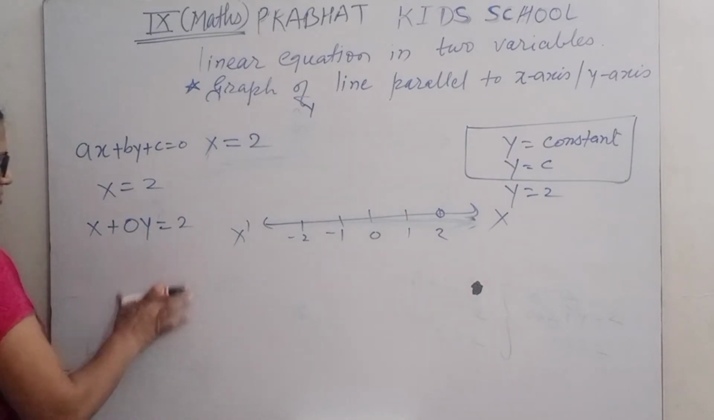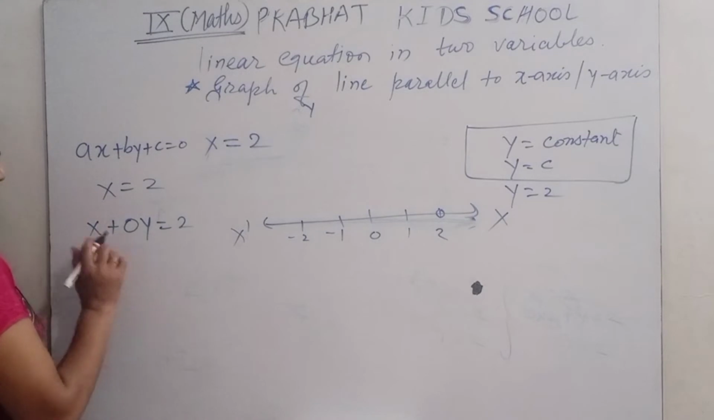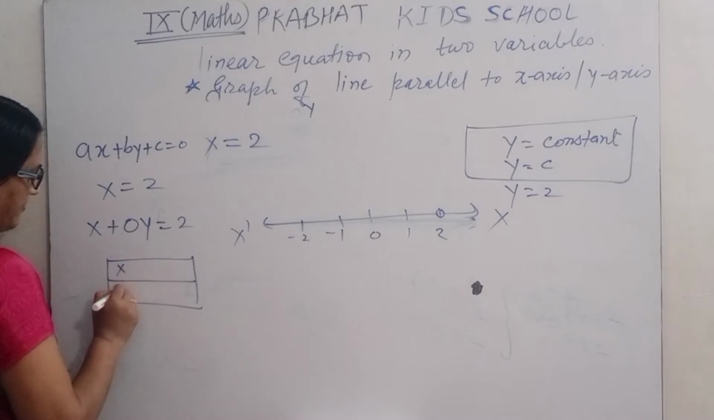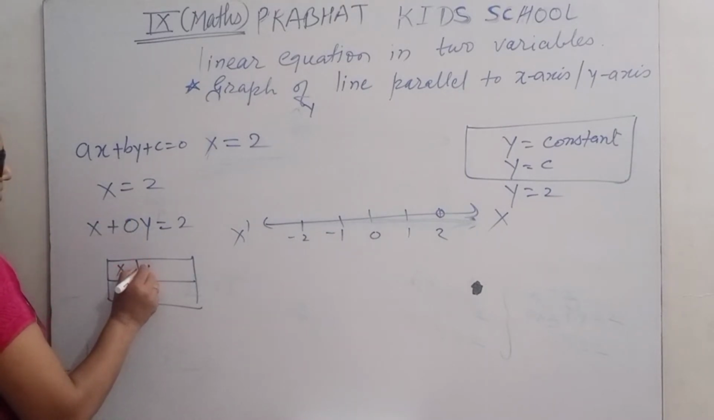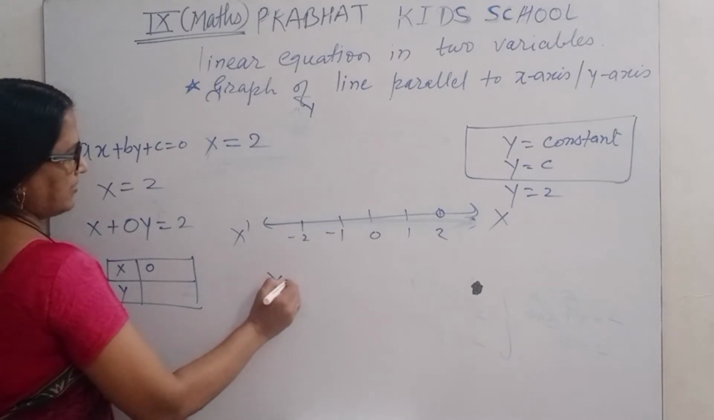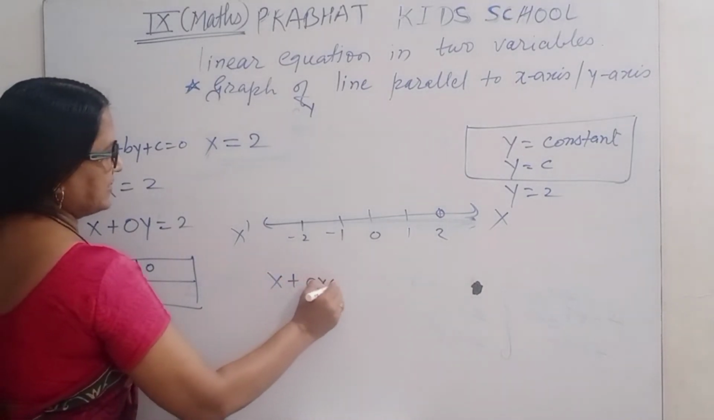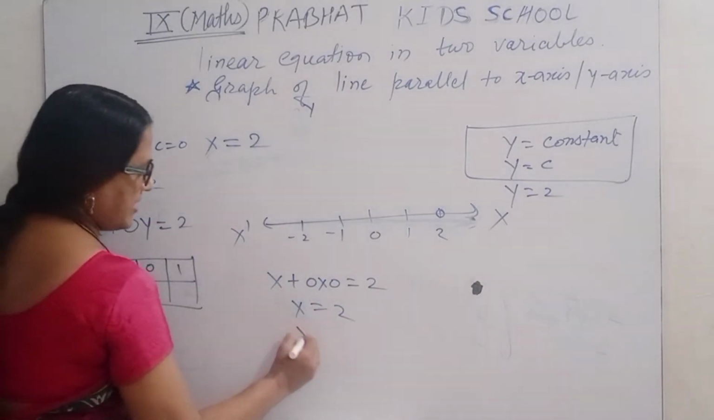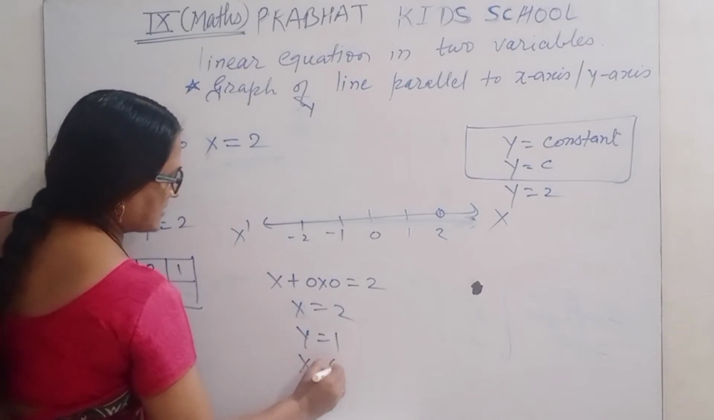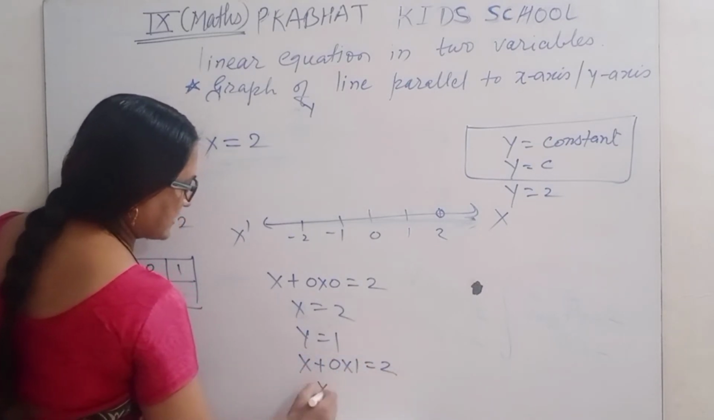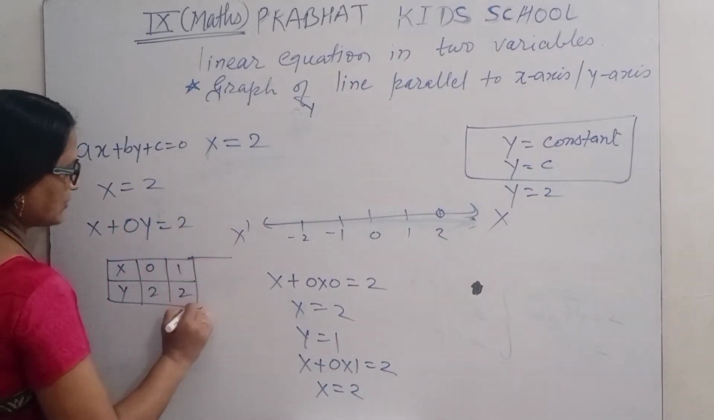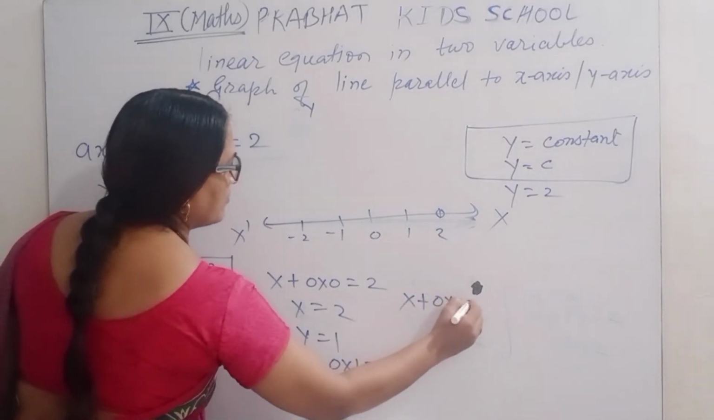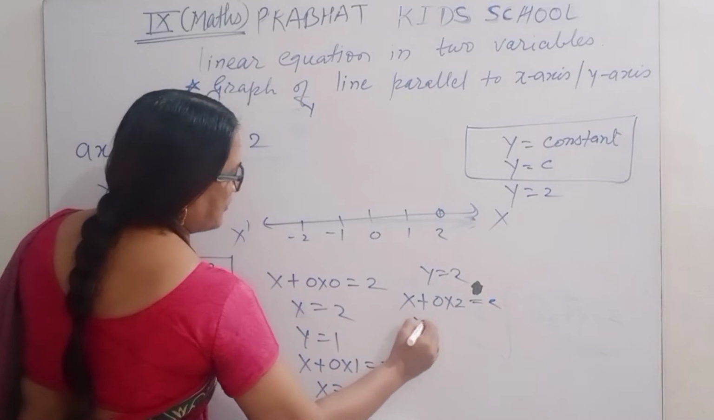Now we are plotting the values of y. So choose the value of y. When y is 0, then x plus 0 multiplied by 0 is equal to 2, so x equal to 2. Then use y equal to 1: x plus 0 multiplied by 1 is equal to 2, x equal to 2. Then use 2: again x plus 0 multiplied by 2 is equal to 2. Therefore x is equal to 2.